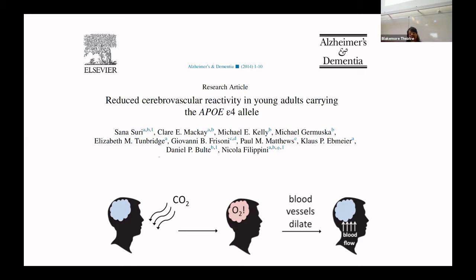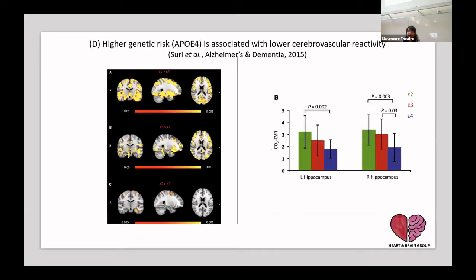Here we asked whether there are similar impairments in CVR in young people, in their 20s and 30s, who have this risk gene for Alzheimer's. What we found was that, yes, even at a mean age of 25 in this sample, you find very large and widespread changes in CVR in people with E4. So here you see E4 carriers had lower CVR compared to E2, which is the protective allele.